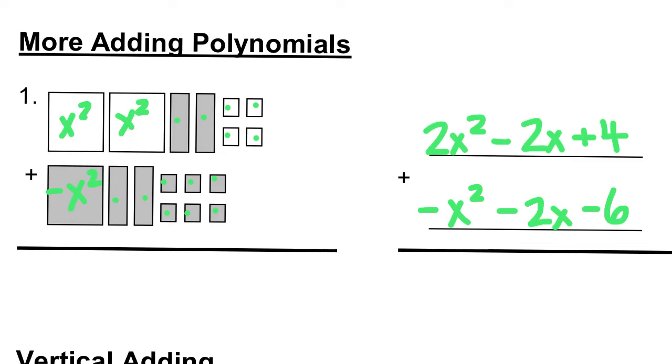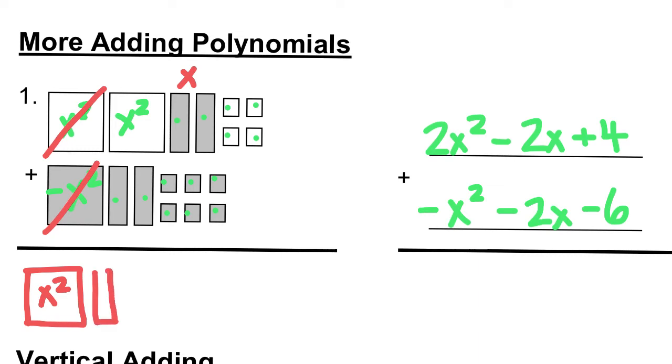Now to combine these, we can look for the 0 pairs. So this would be a 0 pair. And you can see we have 1 x squared left after we take away the 0 pairs. For the x values, there are no 0 pairs. So we will simply have 4 x's.